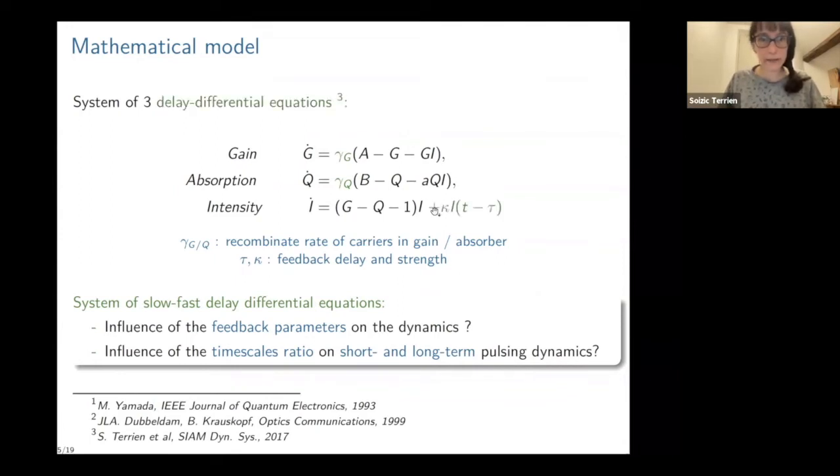Now we transform it into a system of 3 delay differential equations by introducing a feedback term in the intensity equation, which describes the fact that we reinject a fraction kappa of the output intensity, after delay time tau, in the microlaser. And so we introduce 2 new parameters, tau and kappa, which are related to the feedback loop. So overall, we have a system of slow-fast delay differential equations with 3 different time scales, because gamma G is different from gamma Q.